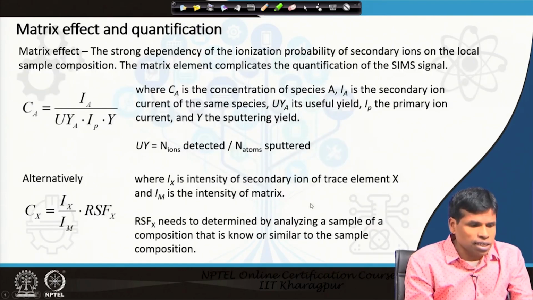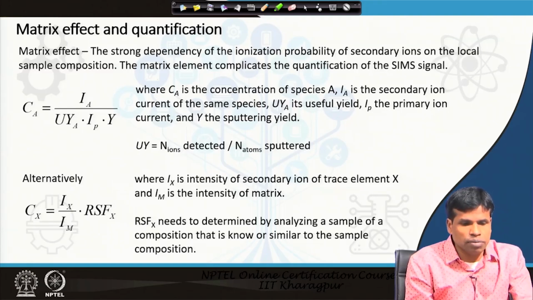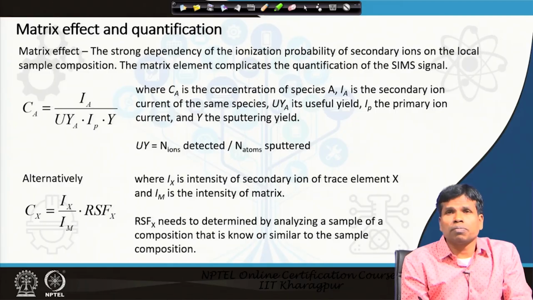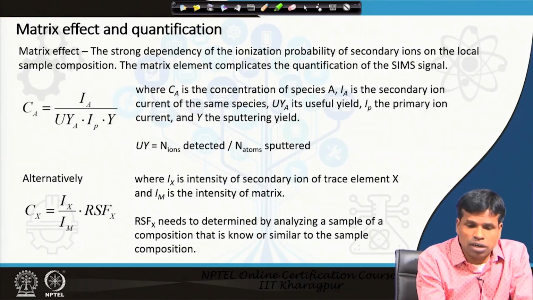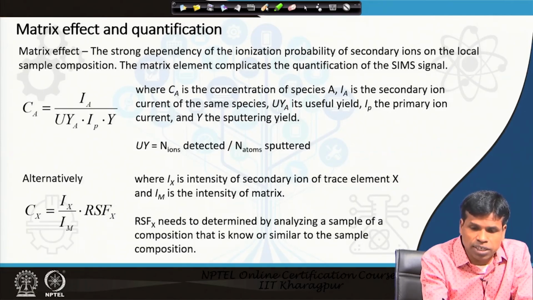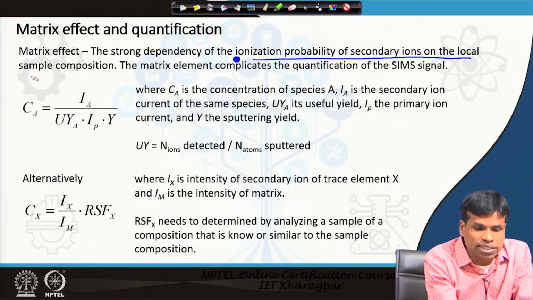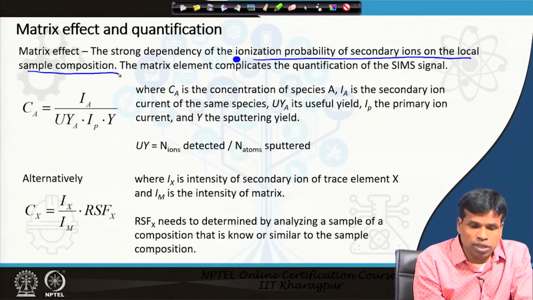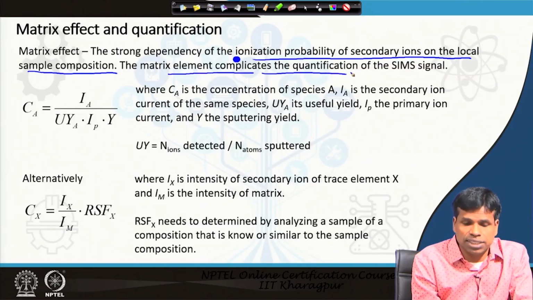The matrix effect means the overall sample effect. There is a strong dependence of the ionization potential of the secondary ions on the local sample composition. It is a very important effect, and these matrix effects complicate the quantification of the signal.